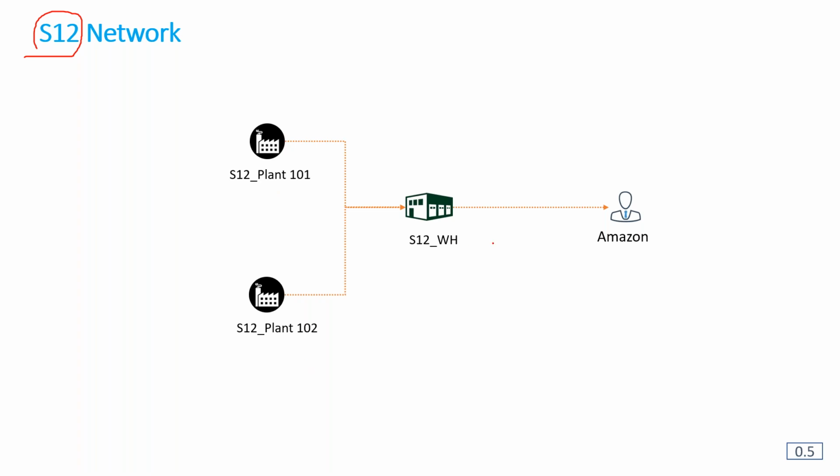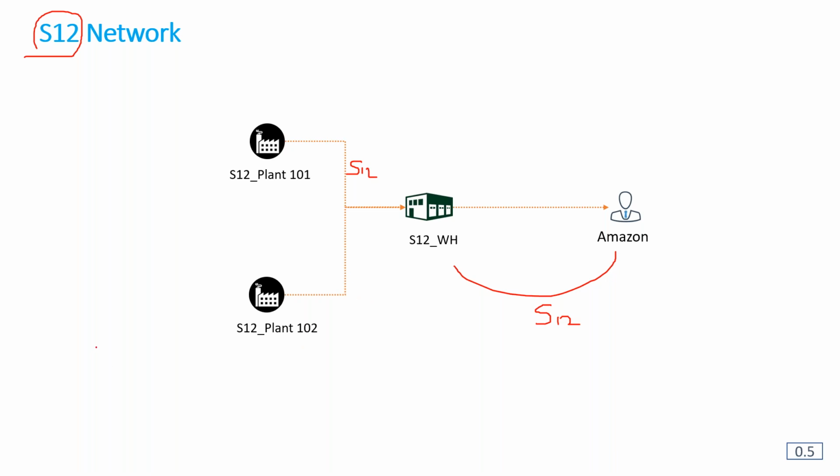Then I maintain a customer source of supply connecting warehouse to Amazon, and I also specify what is being sourced, that is the S12 product. And then I maintain two location sources of supply, that is plant 101 to warehouse, again specifying the product, and then plant 102 to warehouse, again specifying the product.